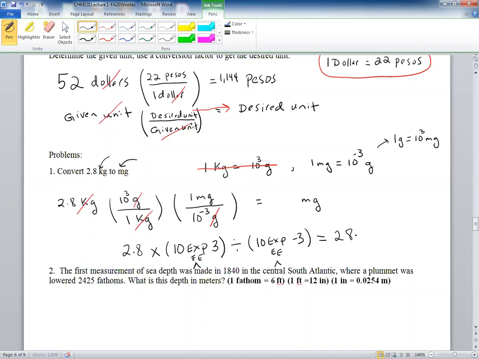Let's actually just write the full number, 2,800,000 milligrams, which in scientific notation, if you were to do this, you would get 2.8 times 10. If you count how many numbers are after the 2, where you put the decimal, that would be 1, 2, 3, 4, 5, 6, to the 6. So that would be your answer.